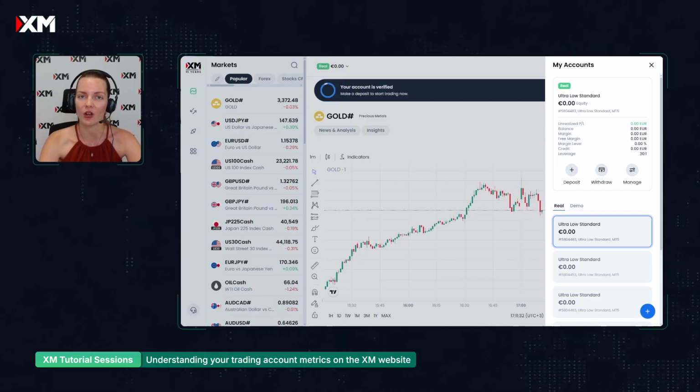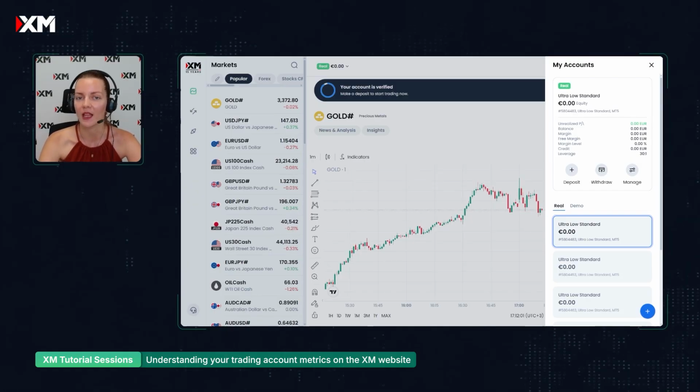Margin. Margin is the amount of money that is set aside to keep your trades open. You can think of it as a part of your funds that's temporarily held while a trade is active. Free margin. Free margin is the money that's available in your account. You can use it to open new trades or to help cover losses on the existing ones.